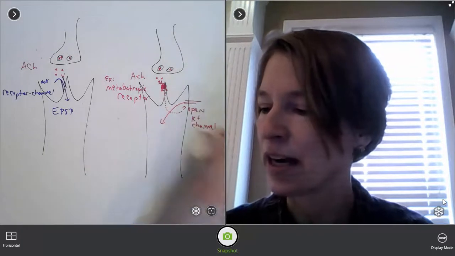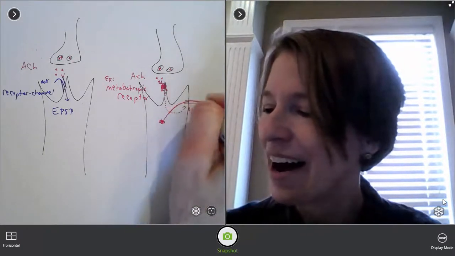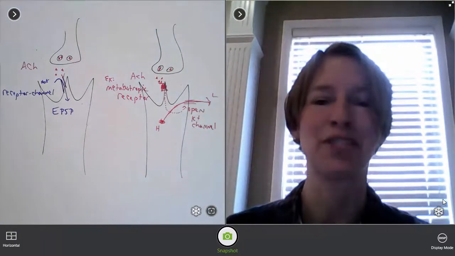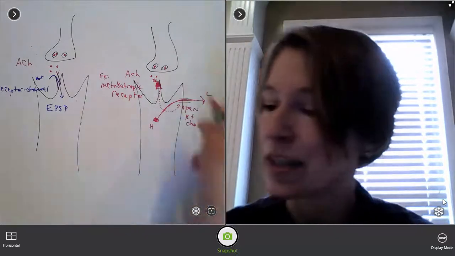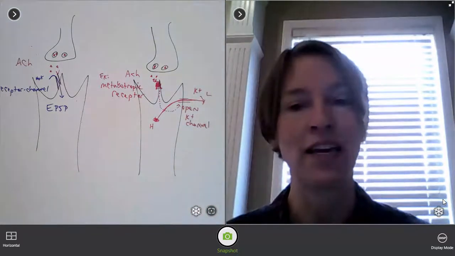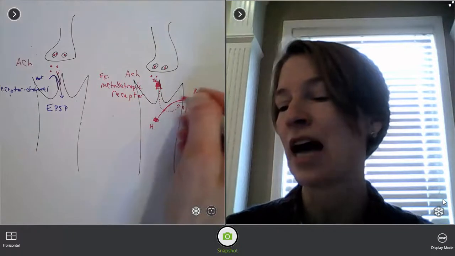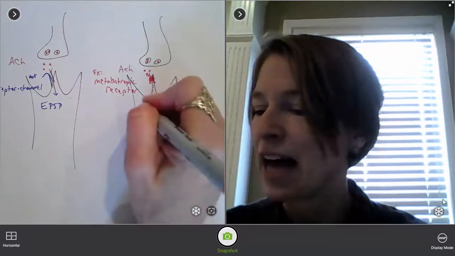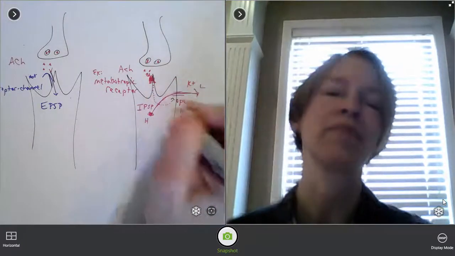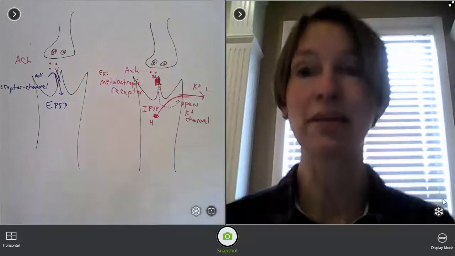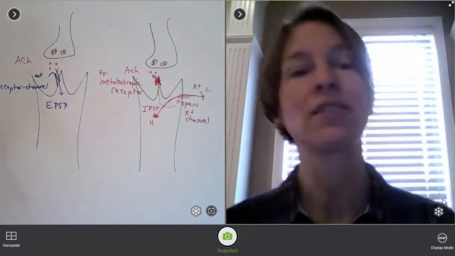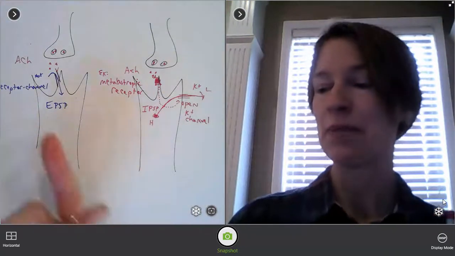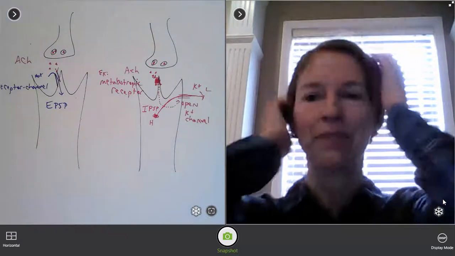Potassium flows high to low. Yes, high to low. That will always be high to low through a channel. Potassium leaves the cell. That's a positive charge leaving the cell. So this postsynaptic cell is getting a message to become more negative inside. That is IPSP. Wow, so one chemical, acetylcholine, can cause two different responses in postsynaptic neurons. It can cause EPSP, it can cause IPSP.